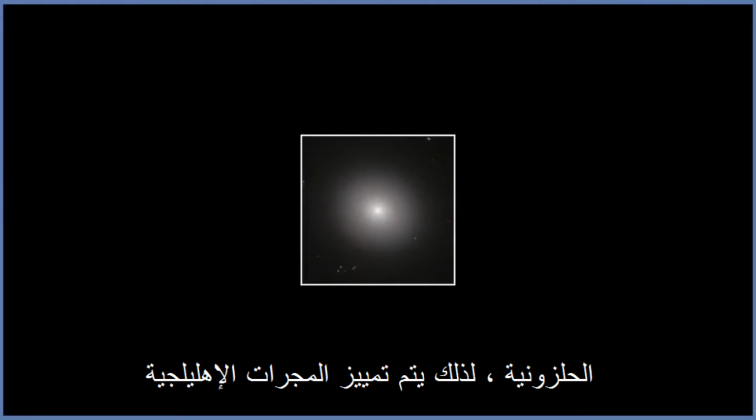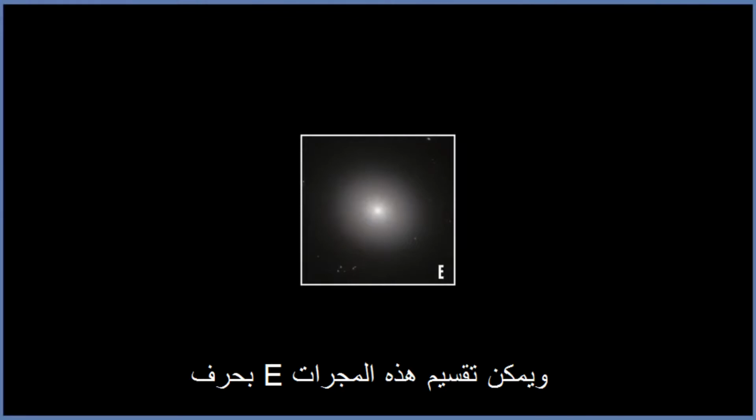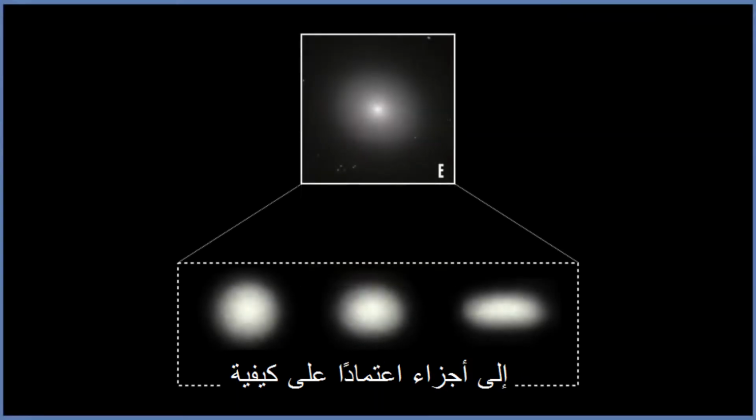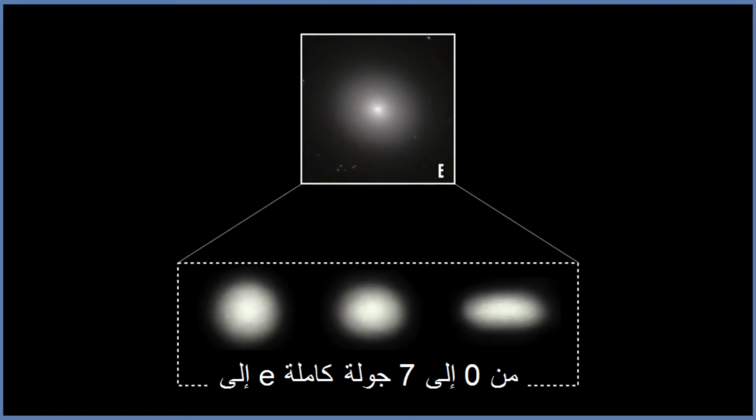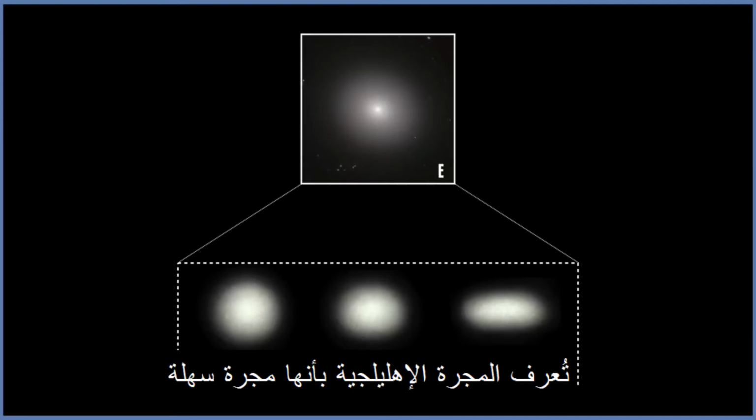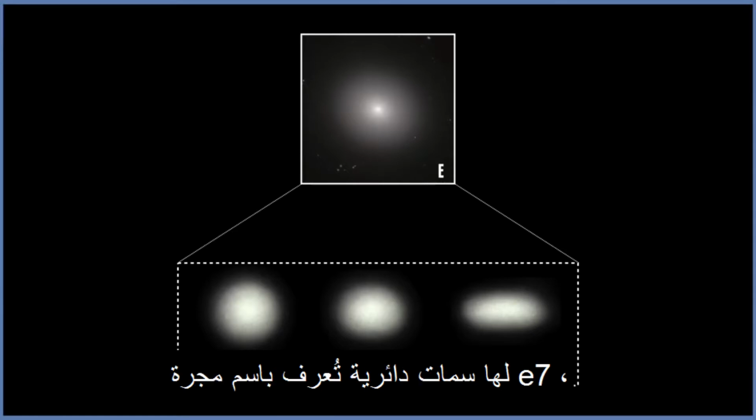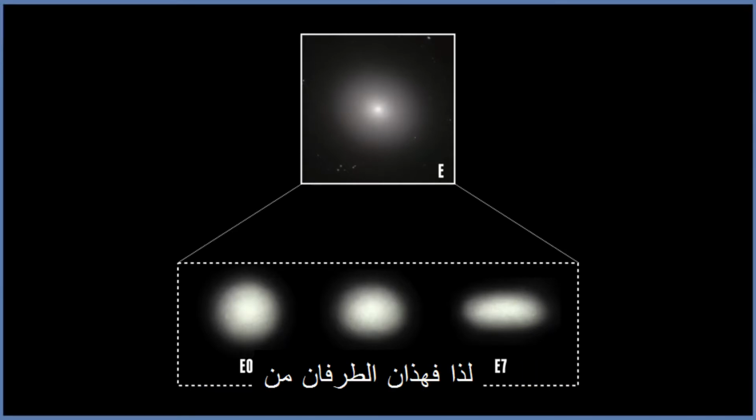So elliptical galaxies are marked with the letter E, and these galaxies can be subdivided depending on how round they appear. So therefore, a number is added to the E from 0 to 7. A completely round elliptical galaxy is known as E0, and a more flattened galaxy, but still has round features, is known as an E7 galaxy. So these are the two extremes of elliptical galaxies.